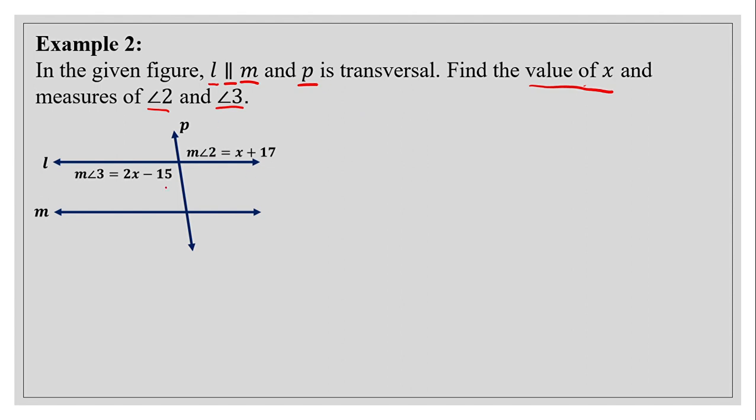So looking at this figure, we have angle 2 and angle 3. First you need to find what is the relationship between angle 2 and angle 3. As you can see, angle 2 and angle 3 are vertical angles. And vertical angles are congruent. So when we say they are congruent, they have the same degree measure. Measure of angle 2 is equal to measure of angle 3.